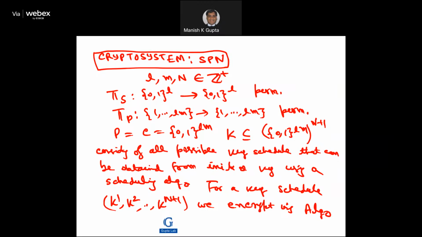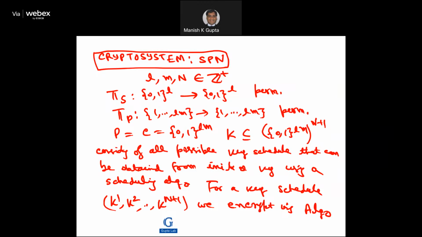So here is our cryptosystem. Formally, we have l, m, n as positive integers, pi s is the permutation, or substitution basically, and pi p is the permutation. Then we have plain text and ciphertext as bit strings of length Lm, and then there is a key. Okay, so all possible key schedules that can be obtained from the initial key using a scheduling algorithm. So from a random key, you can generate a key schedule for each round.